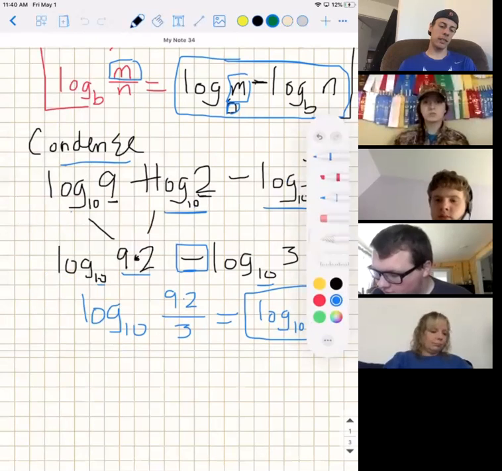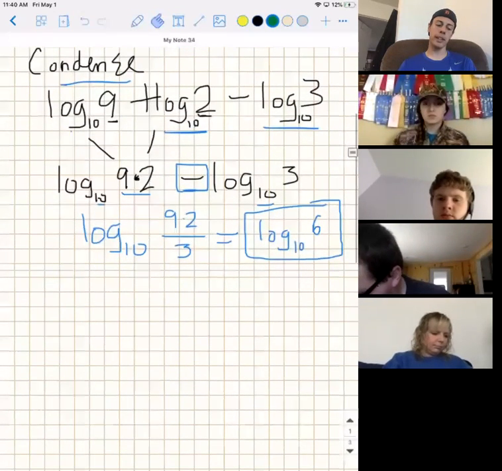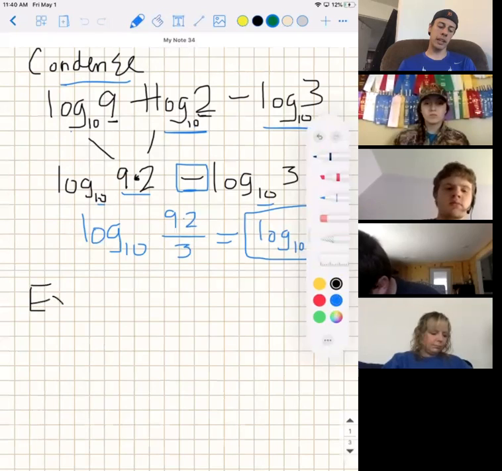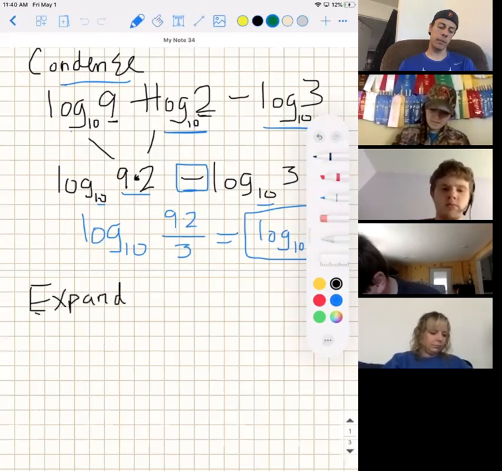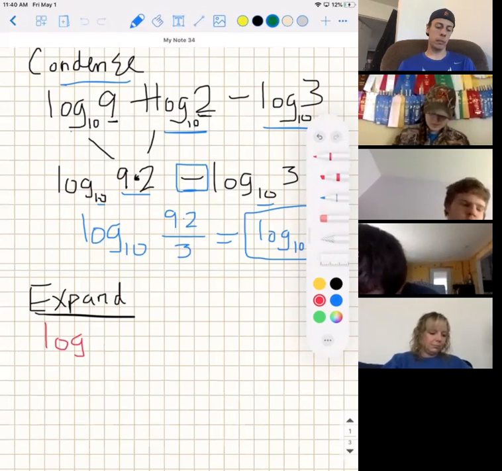Let's try this then. In this example up here, we condensed them. Now let's try to go the other way. This time, we're going to try to expand it, okay? We're going to expand this logarithm. So we're going to have one log, and we're going to expand it into 2 logs.